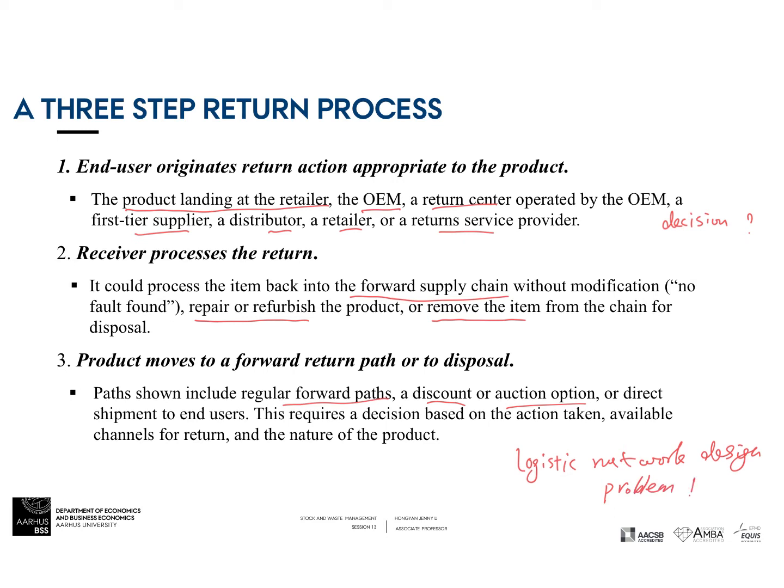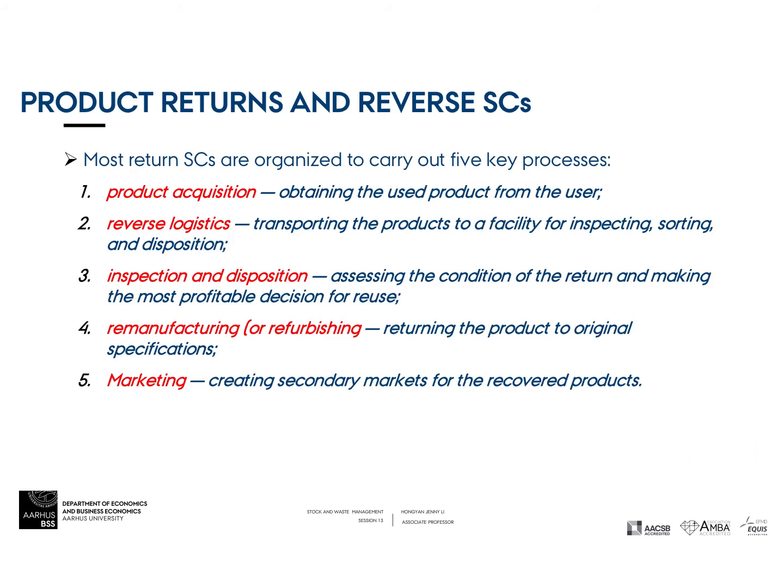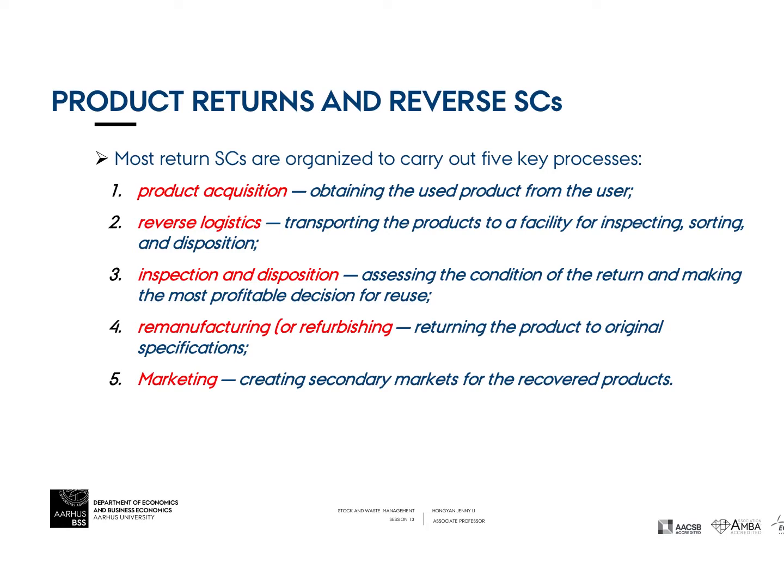Of course, a more flexible system requires more complex IT support or analytical support. Most return supply chains are organized to carry out 5 main processes or 5 main tasks. First, product acquisition, obtaining the used product from the user, and then reverse logistics, transporting the products to the facility for inspecting, sorting, and disposition.